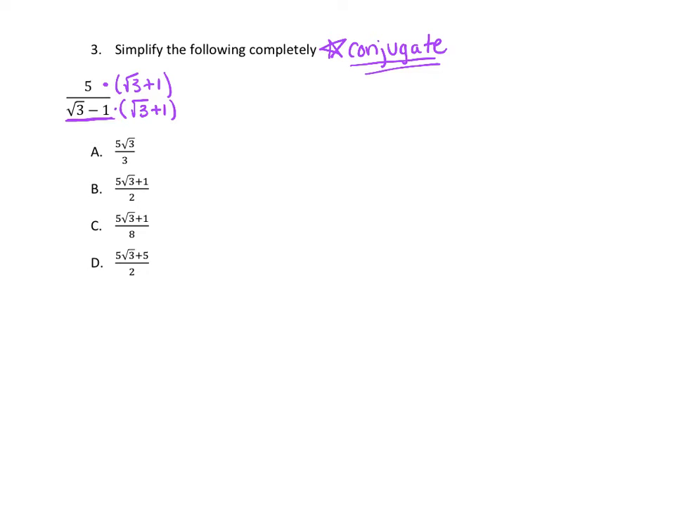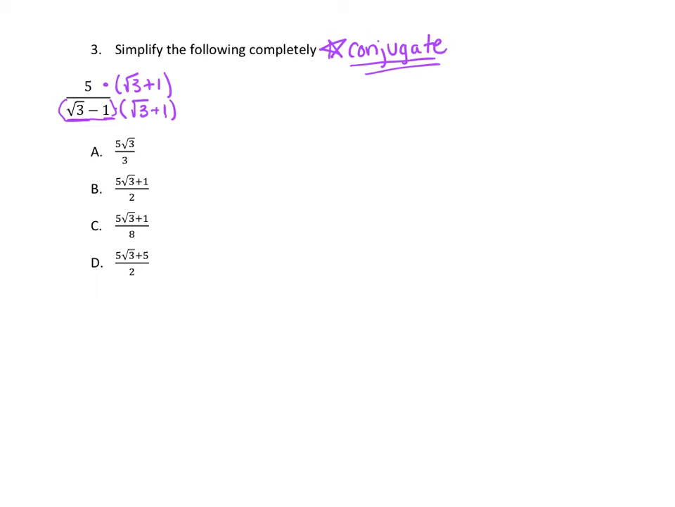So the reason we do this is because the middle terms then are going to subtract. So if my denominator had been, let's say, square root of 3 plus 1, then this would have been square root of 3 minus 1, and you would have just switched it. So keep that in mind that it's always just the opposite of whatever your sign is.